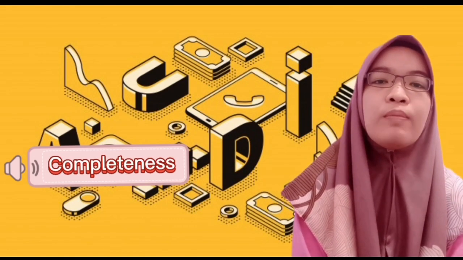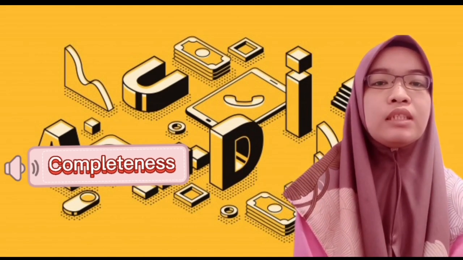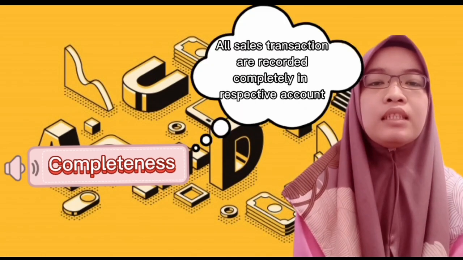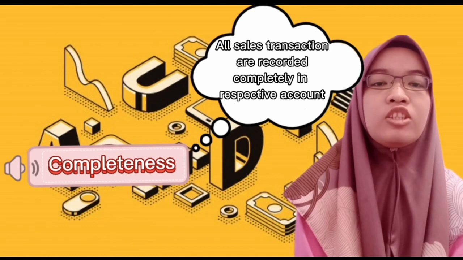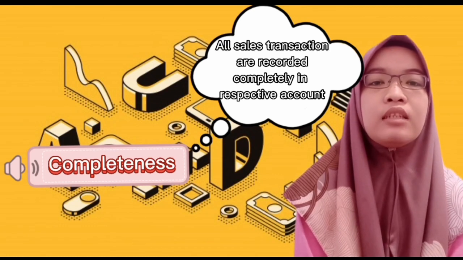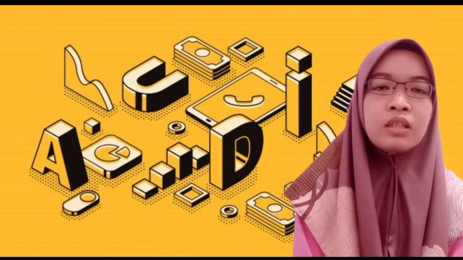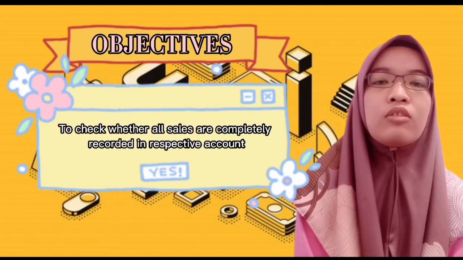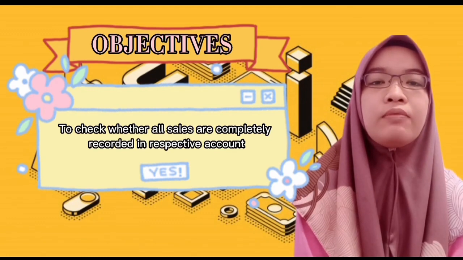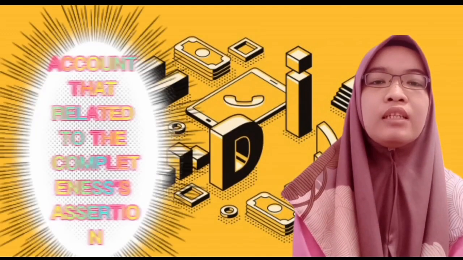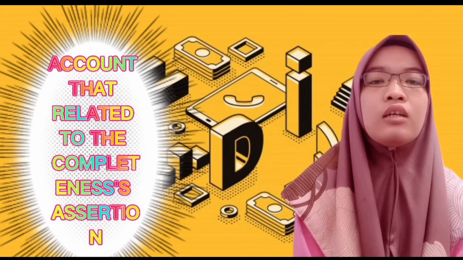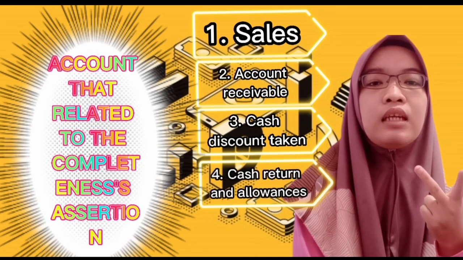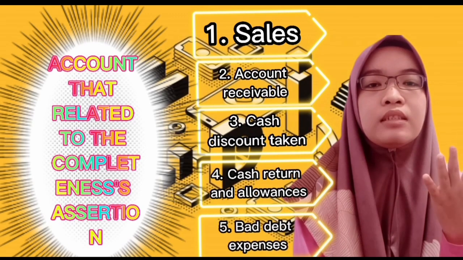Completeness is one of management assertion that is related to the sales and collection cycle. The meaning of completeness is the situation where all sales transactions are recorded completely in respective account. The objective of this assertion is to check whether all sales are completely recorded in respective account. The accounts that are related to this assertion are sales, account receivable, cash discount taken, sales return and allowance, and bad debt expenses.